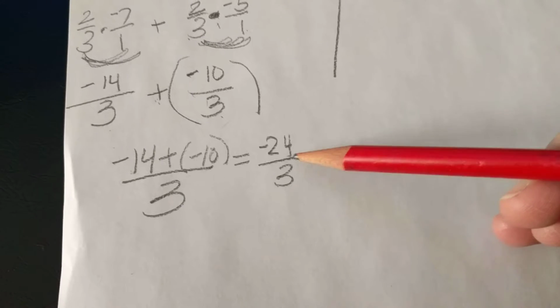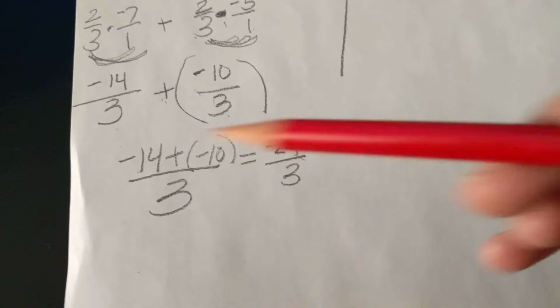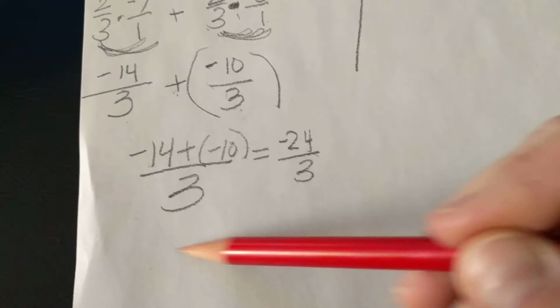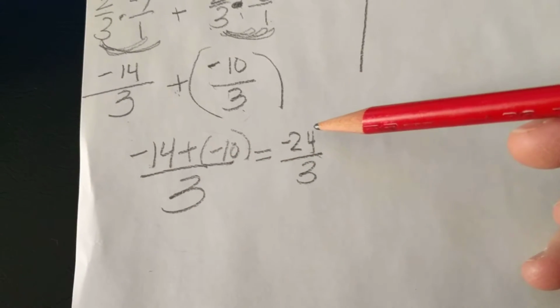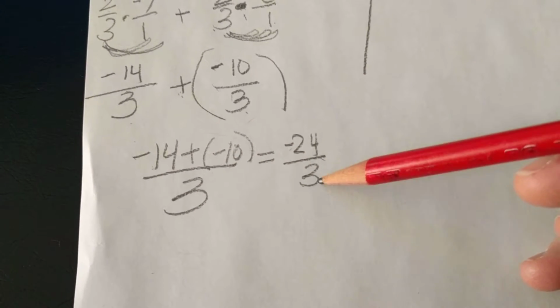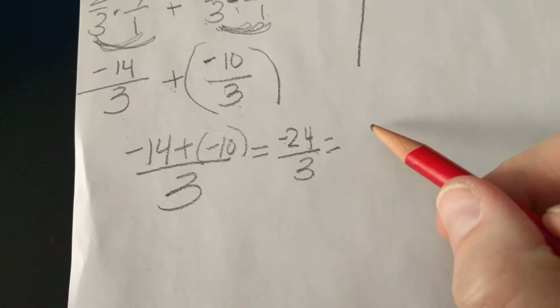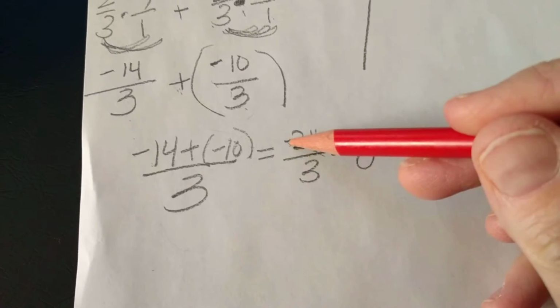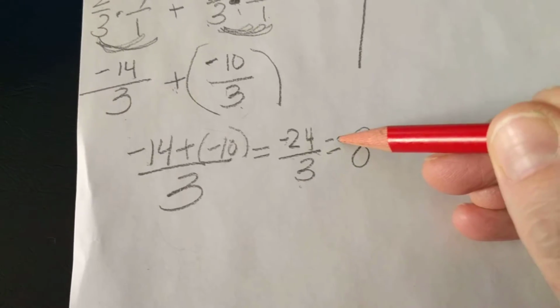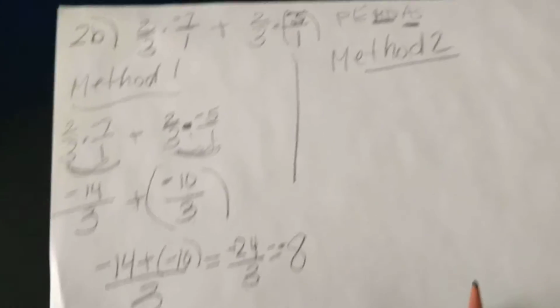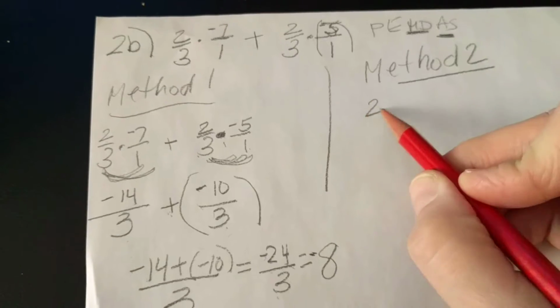Now I'm in division. Do you guys see that? I added these up, but I have this big fraction here, which reduces to negative 24 over 3. Now, what is 24 divided by 3? I hope you're saying 8. And negative divided by positive is negative. So that's method 1. Here's method 2.